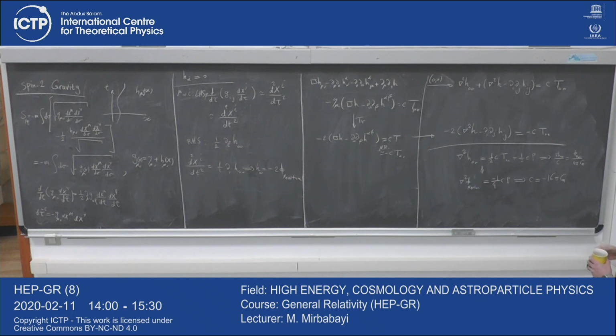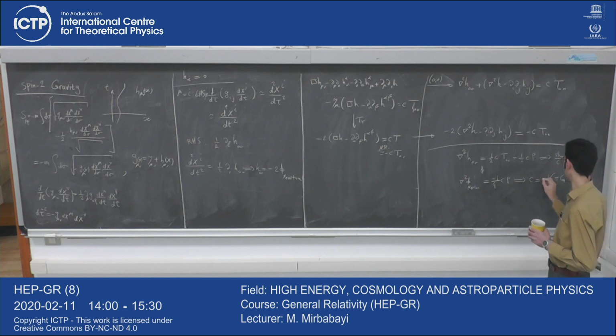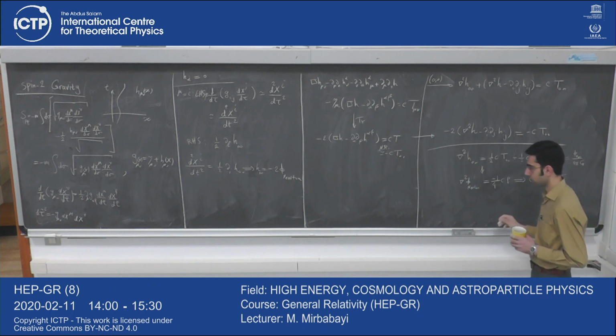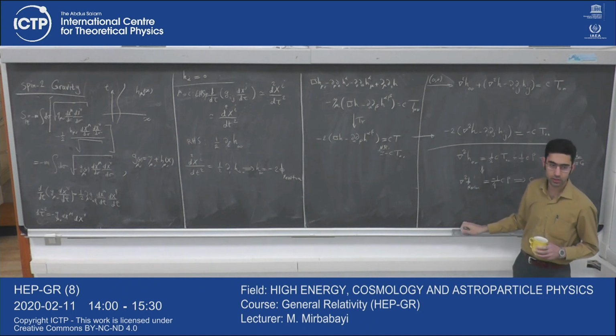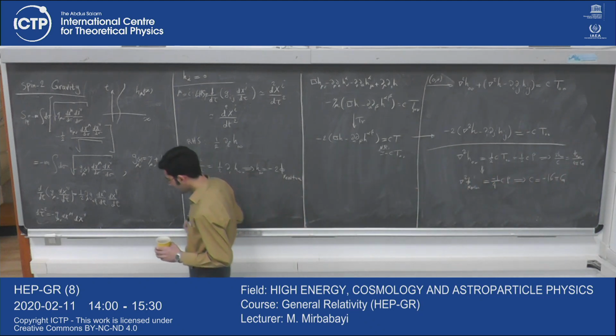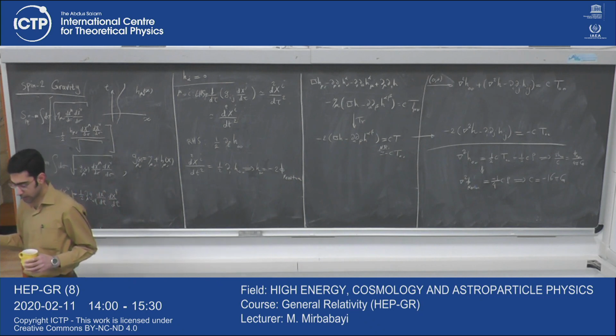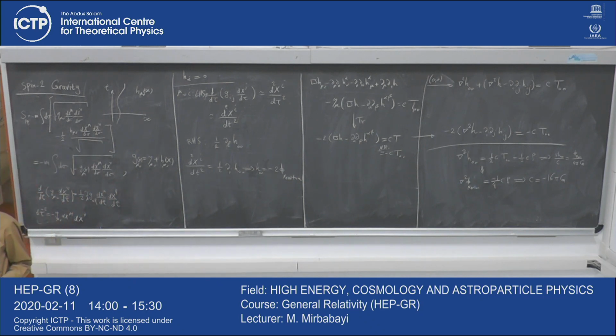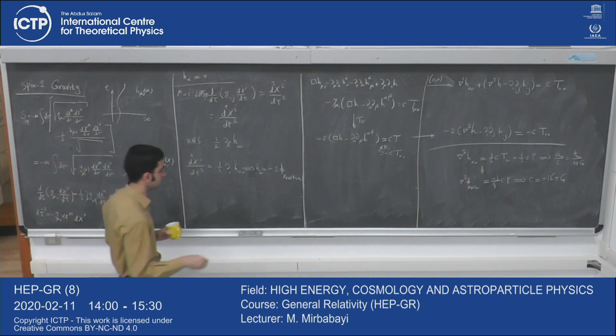Okay, so once c is determined, we can now write the full quadratic action for h_μν that gives that equation of motion that we derived.